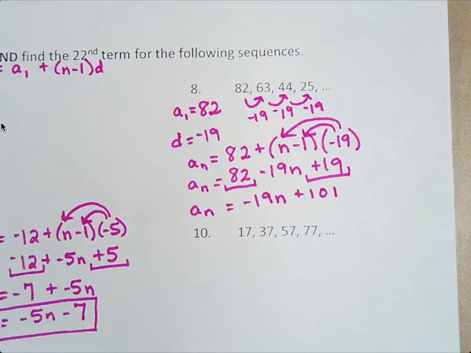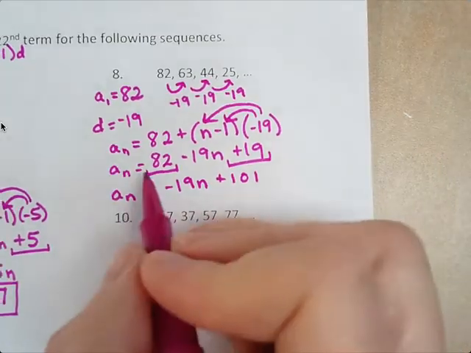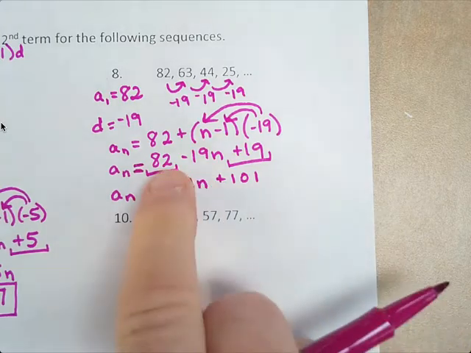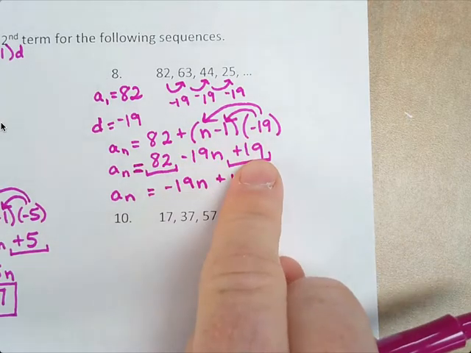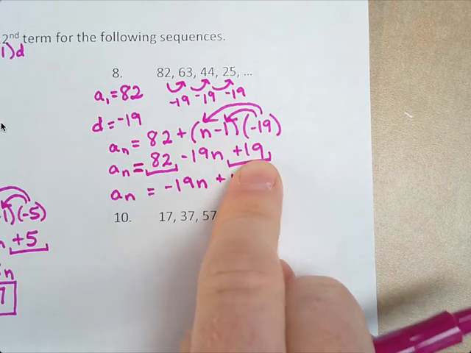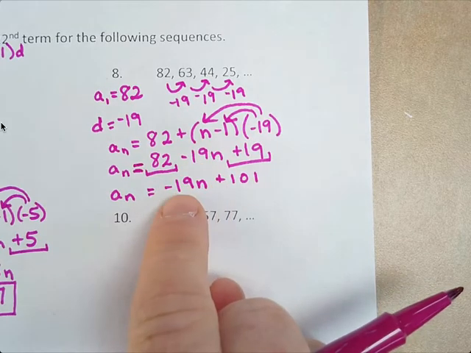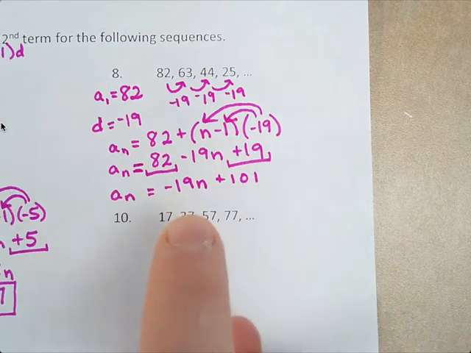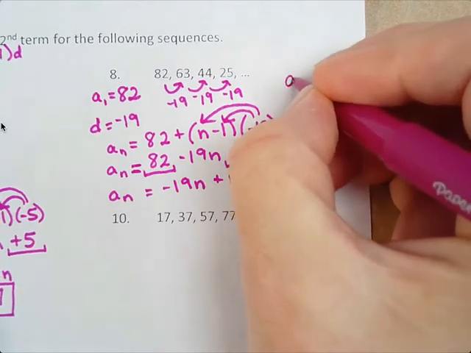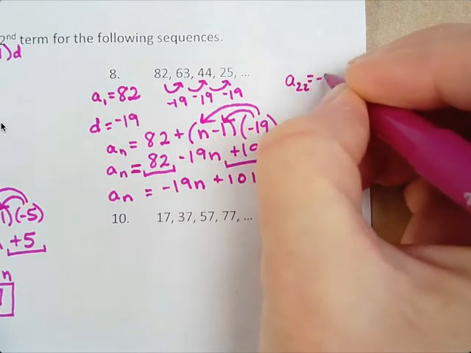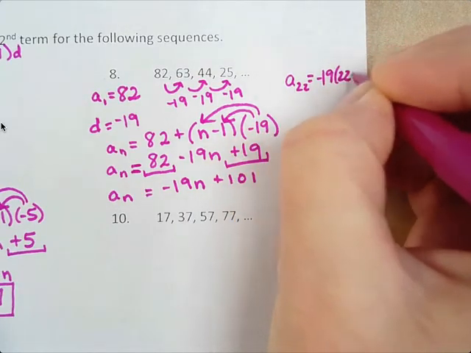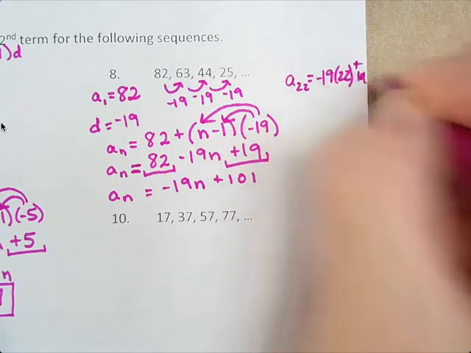Do what? Because that's a positive 82, and then that would be a positive 19, so we're going to add them. And the negative 19 just stays negative 19 in. Y'all agree? Is that what y'all got? Okay. And then A22 would be negative 19 times 22 plus 101.